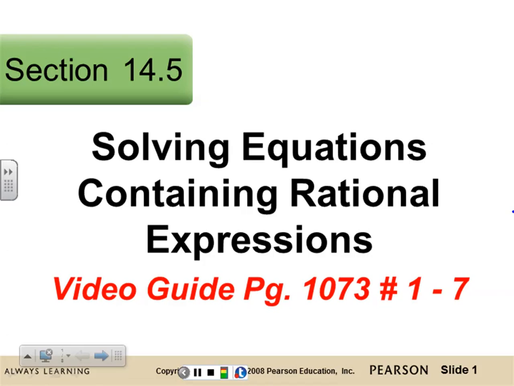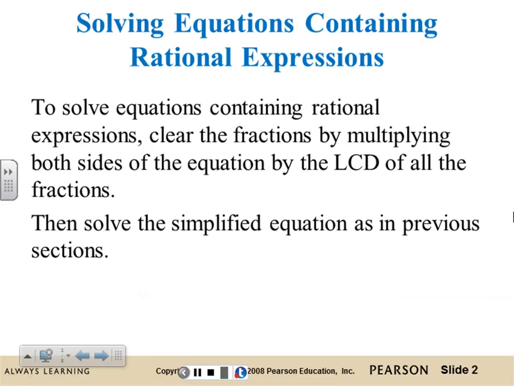Solving equations containing rational expressions. So to solve equations containing rational expressions, what you're going to do is clear the fractions by multiplying both sides of the equation by the least common denominator of all the fractions.